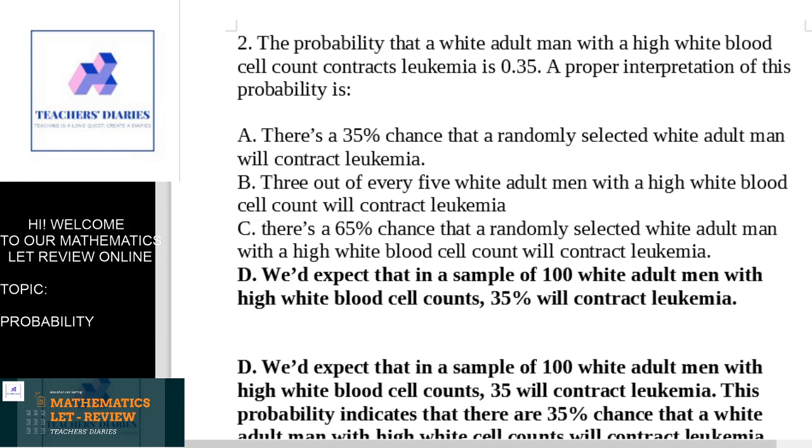Okay, so the probability that a white adult man with a high white blood cell count contracts leukemia is 0.35. A proper interpretation of this probability is A. We've done reading all of this, so let's proceed to the correct answer. The correct answer is letter D.